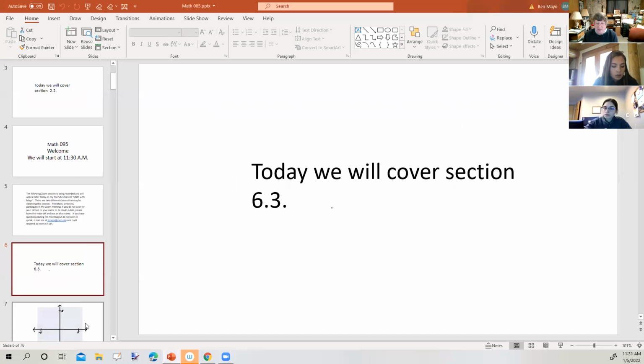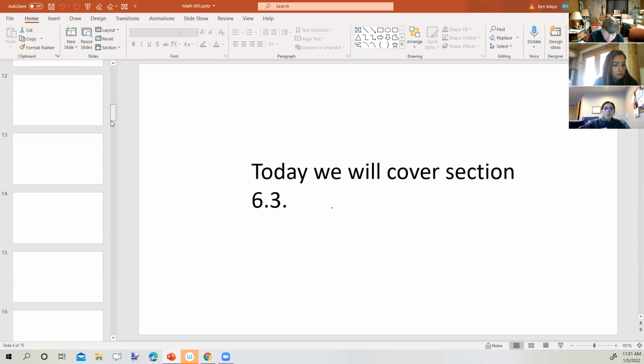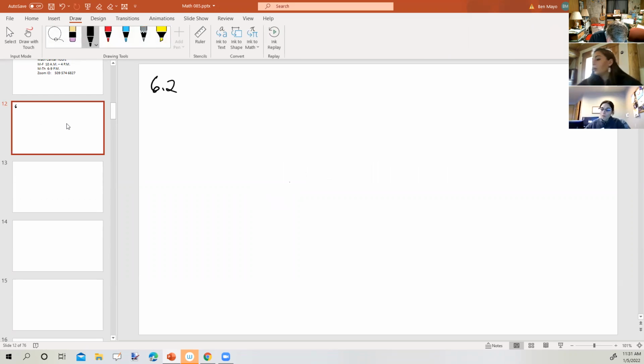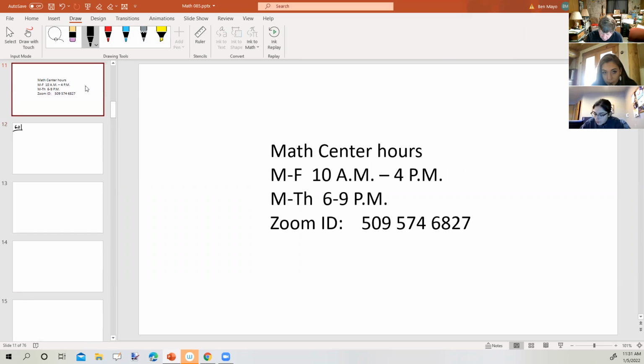So today we're going to go on to section 6.3, but first I have several requests from people. So we'll start with those problems. This is from section 6.2. As I mentioned, I believe yesterday, a couple things I want to mention. One, Math Center hours, there they are, in case I didn't mention that. And you can always catch that on the video later.